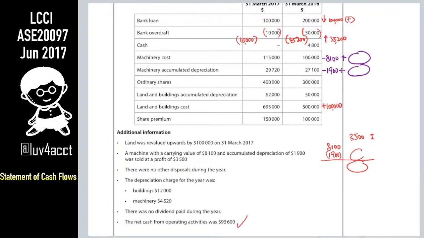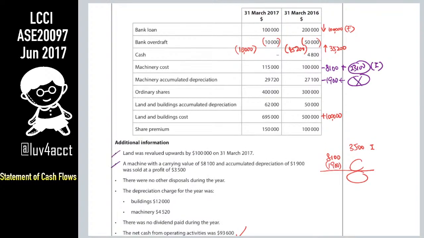Okay, so 100,000 minus 8,100. Okay, and we have 115,000. So the difference is you add 23100. These are payments to acquire your new machinery. Okay, so let me calculate again to make sure it's correct. Minus 8100, 23100. Yes. Okay, accumulated depreciation we don't have to calculate because we don't need depreciation. Okay, so here we finish these two.